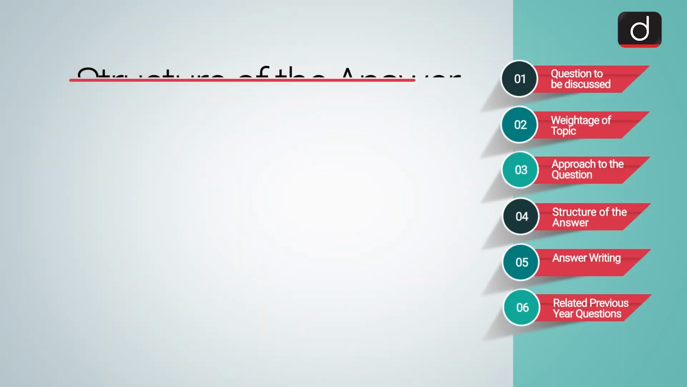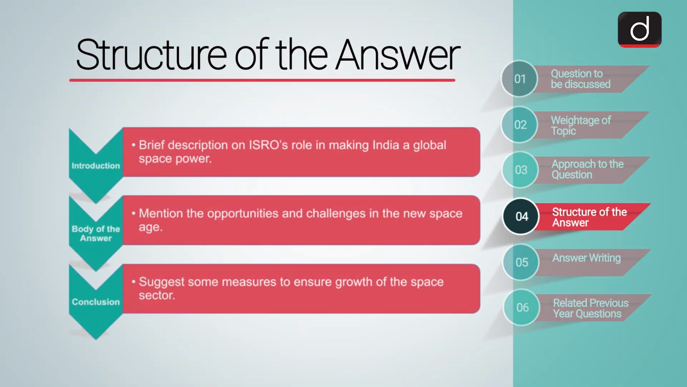Moving towards how to structure the answer. The first part of the answer will be the introduction, which will include a brief description of ISRO's role in making India a global space power. The second part of the answer, that is the body, includes opportunities in the new space age and challenges in the new space age. And lastly, in our conclusion, we will suggest some measures to ensure growth of the space sector.